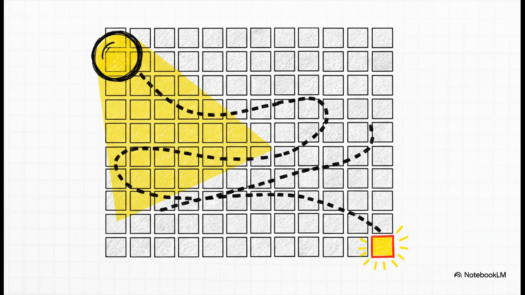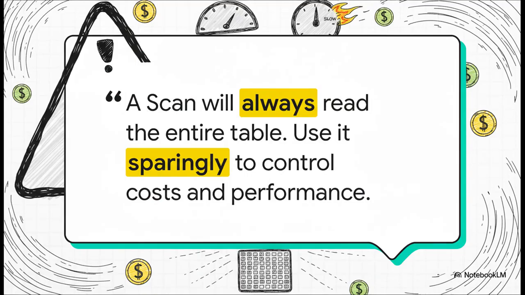A scan literally starts at page 1 of your table and reads every single item. It goes one by one until it either finds what you asked for or it hits the very last item. It's super simple to write, but as you can probably guess, this brute force method has some major consequences. This slide right here is the big blinking warning sign every developer needs to see.